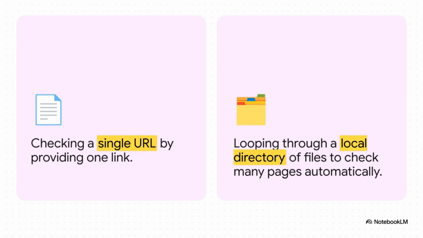And this table really shows the incredible leap we're making. We're going from a manual, one-by-one check to a completely automated audit. Instead of hard-coding one URL, our script will now loop through an entire folder, mapping each local file to its live URL and checking it systematically.